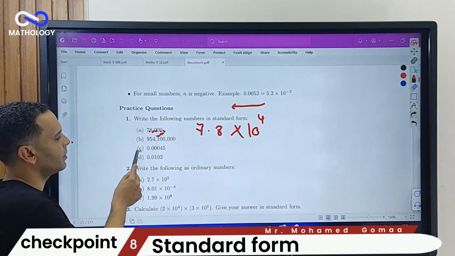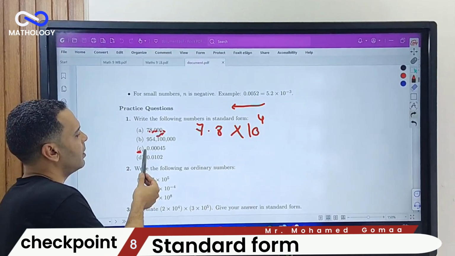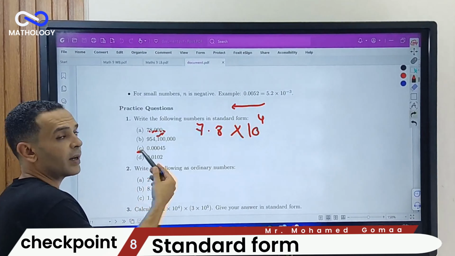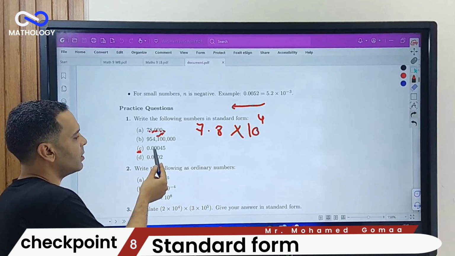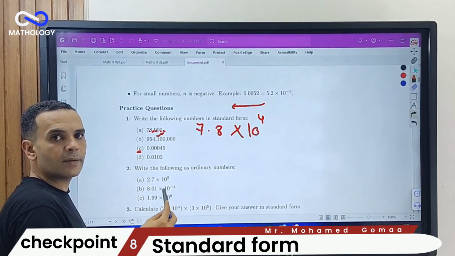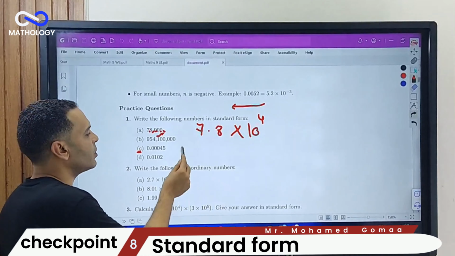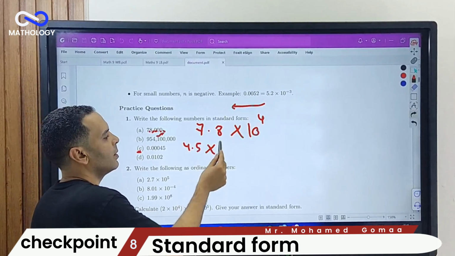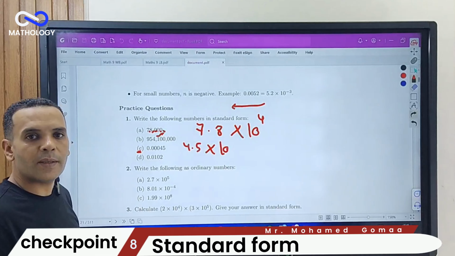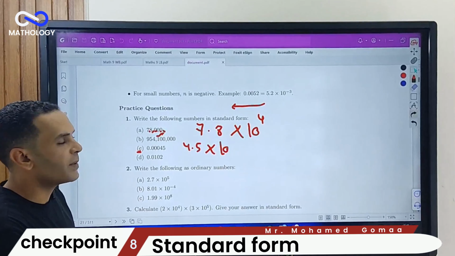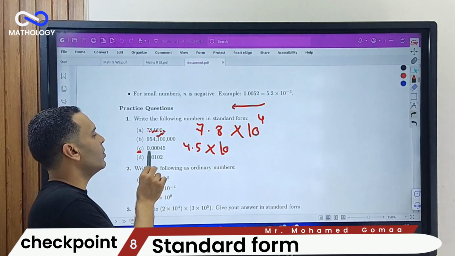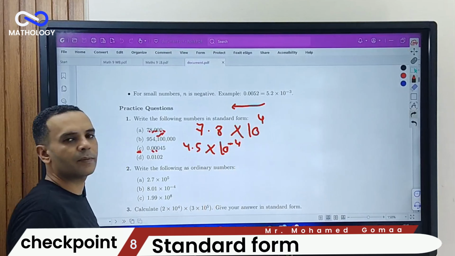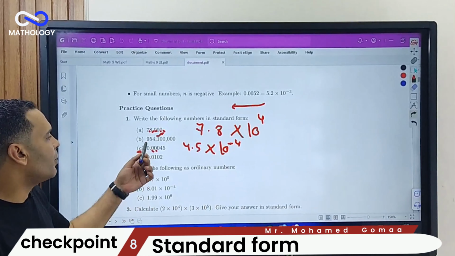Like this one, letter C. To get a number between 1 and 10 from this number, you have to move the decimal point to the right. How many digits? 1, 2, 3, 4 digits to the right. Between 4 and 5, it will be 4.5, multiplied by 10 to which power? We moved the decimal point 4 digits to the right, so it will be negative 4. What about B?